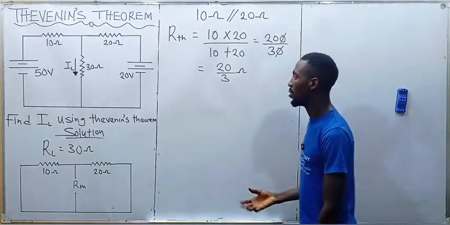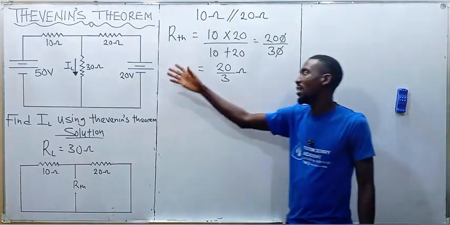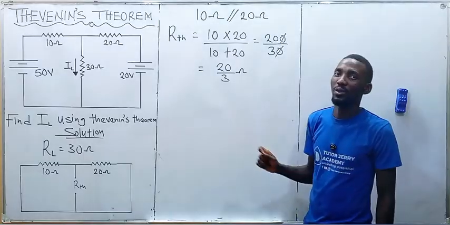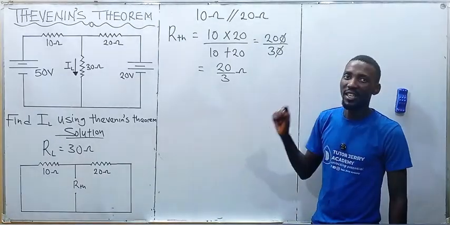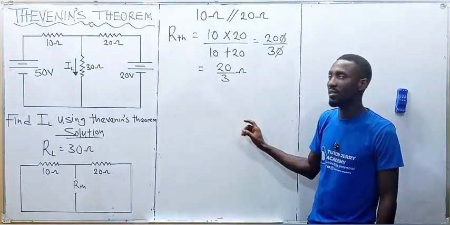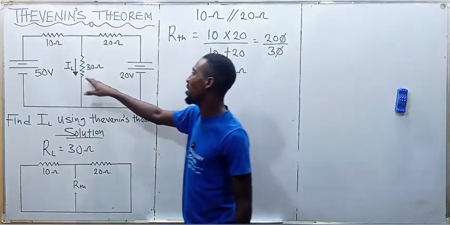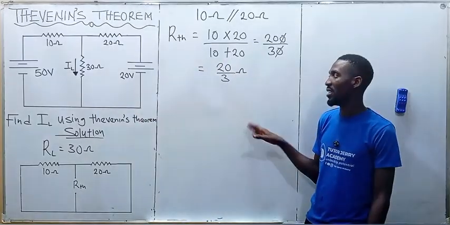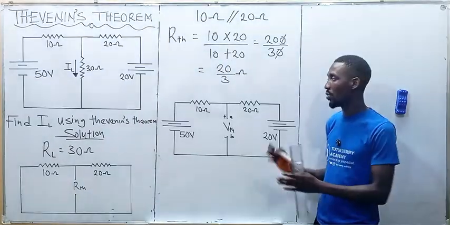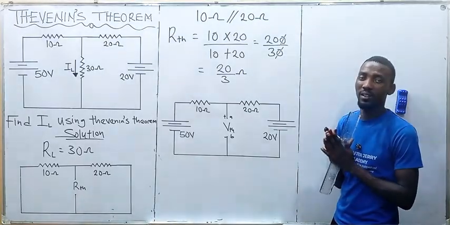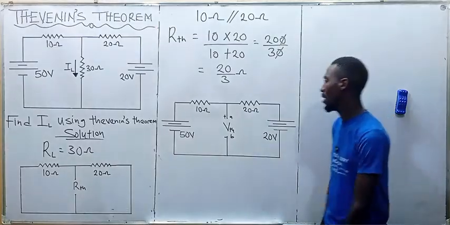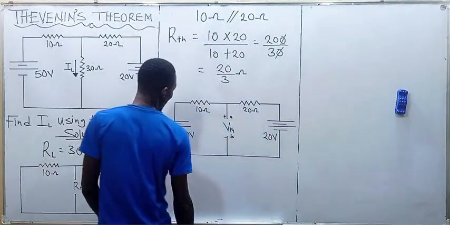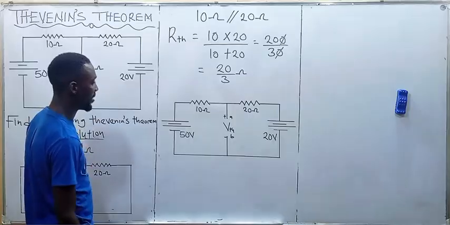So now the next thing we are going to do is redraw this circuit here, and then we are going to calculate our Thevenin's voltage. The only thing we are going to remove here is just the load resistor. I hope you understand. So let's redraw it here and let's analyze it. You can see this is how our diagram is going to look. All right. So now we need to calculate the Thevenin's voltage.